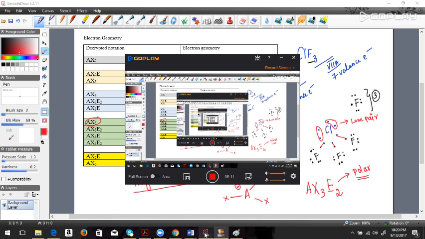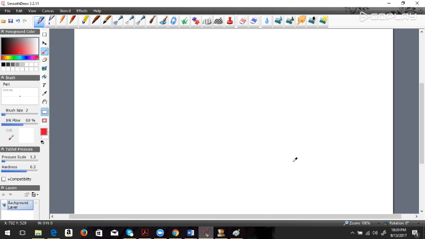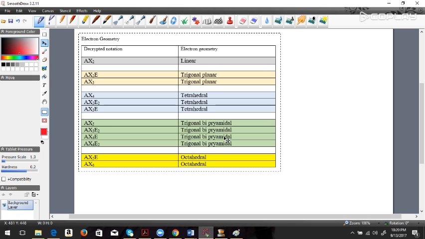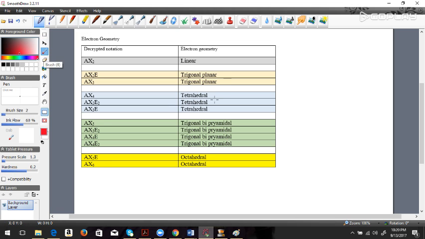Okay, so let me come back, delete this and bring back my geometry table. Let's pick a different molecule this time around. Let's say we do XeF4. So xenon is in 8A, so it's got 8 valence electrons, and fluorine is in 7A, so it's got 7 valence electrons for each of the fluorines.